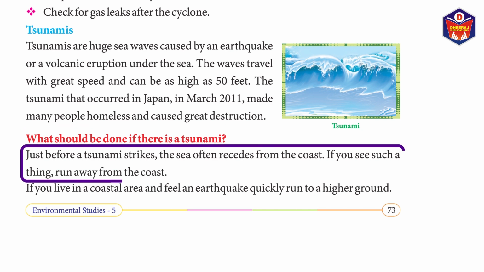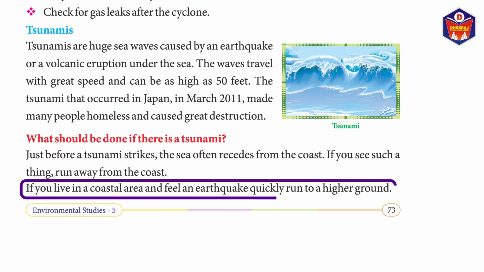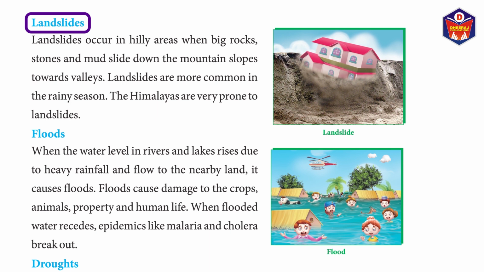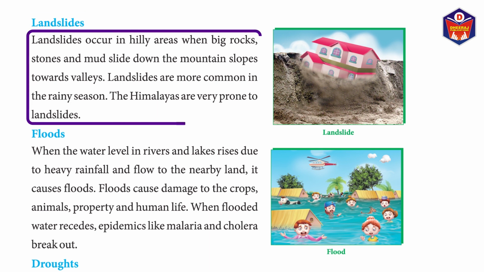Just before a tsunami strikes, the sea often recedes from the coast. If you see such a thing, run away from the coast. If you live in a coastal area and feel an earthquake, quickly run to higher ground. Landslides. Landslides occur in hilly areas when big rocks, stones, and mud slide down the mountain slopes towards valleys. Landslides are more common in the rainy season.